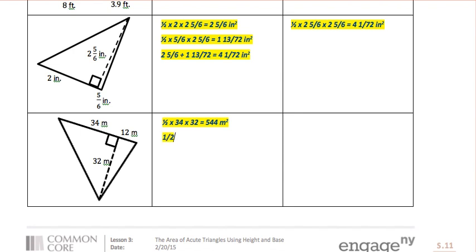And then for our other triangle, we have 1/2 times 12 times 32, because it's the two sides that are creating the right angle. And in this triangle, of course, this would be the right angle. We get 12 and 32 making that right angle. And that equals 192 square meters. Then we need to add together the two areas, which is 736 square meters.